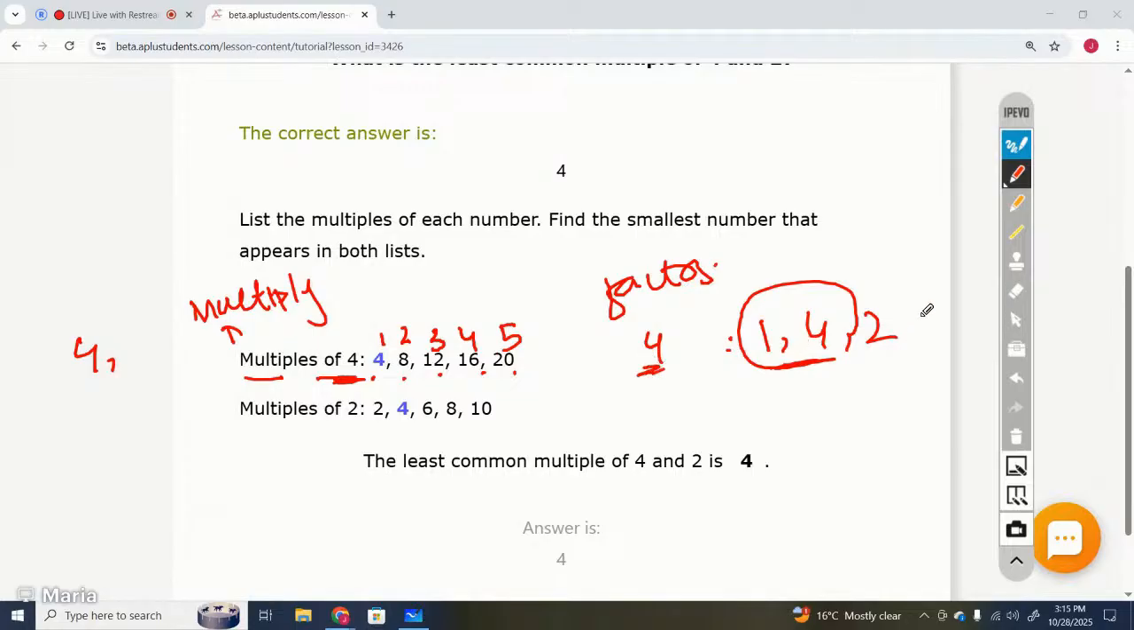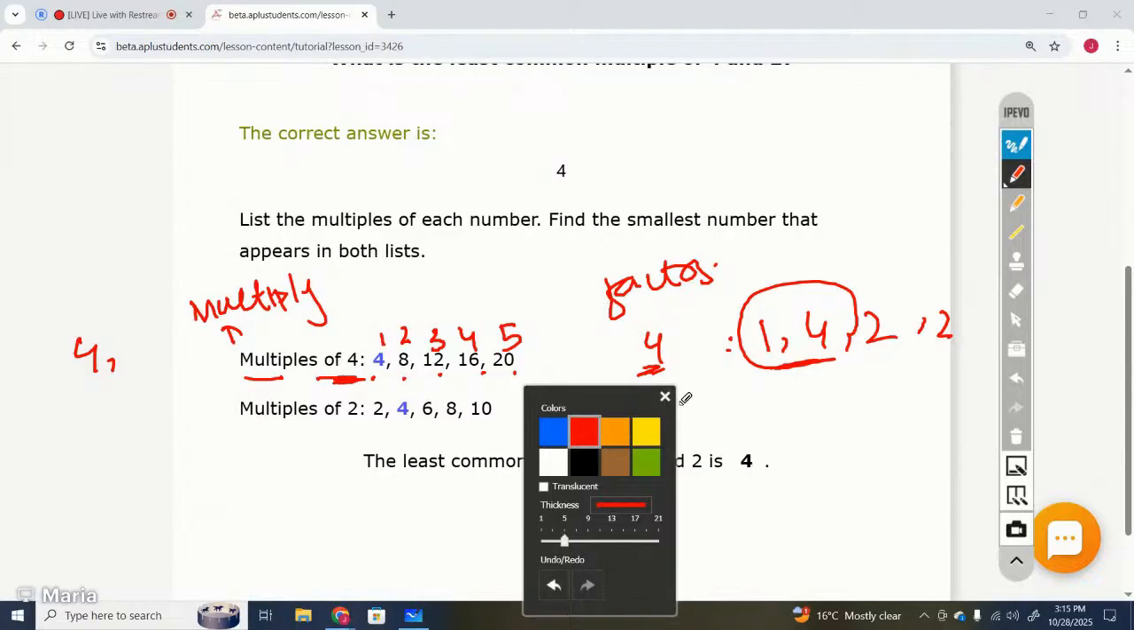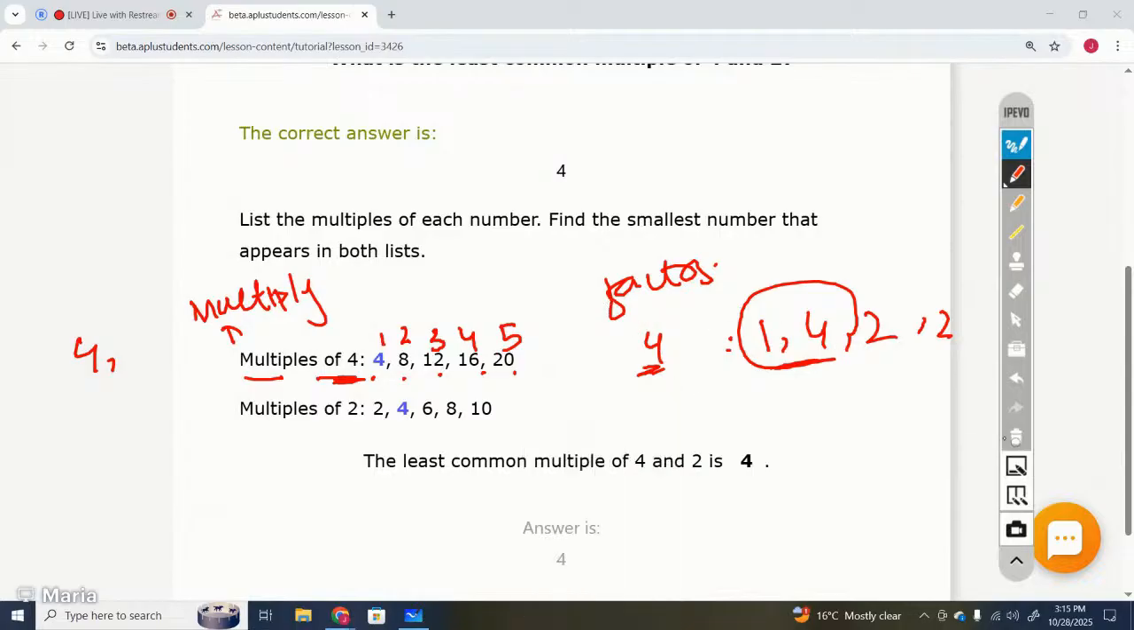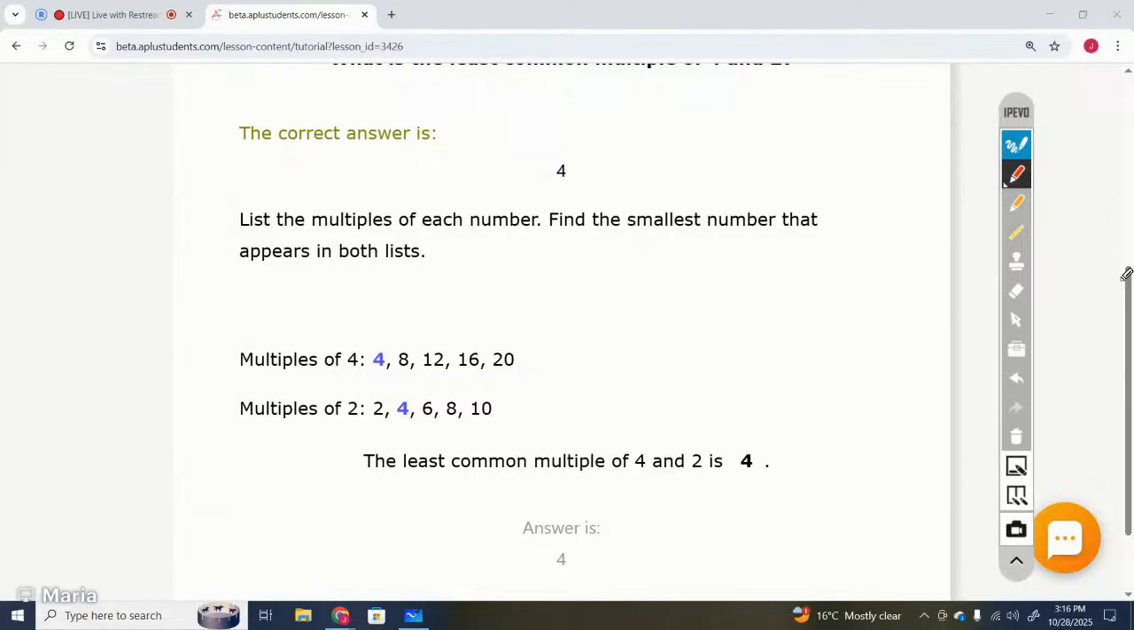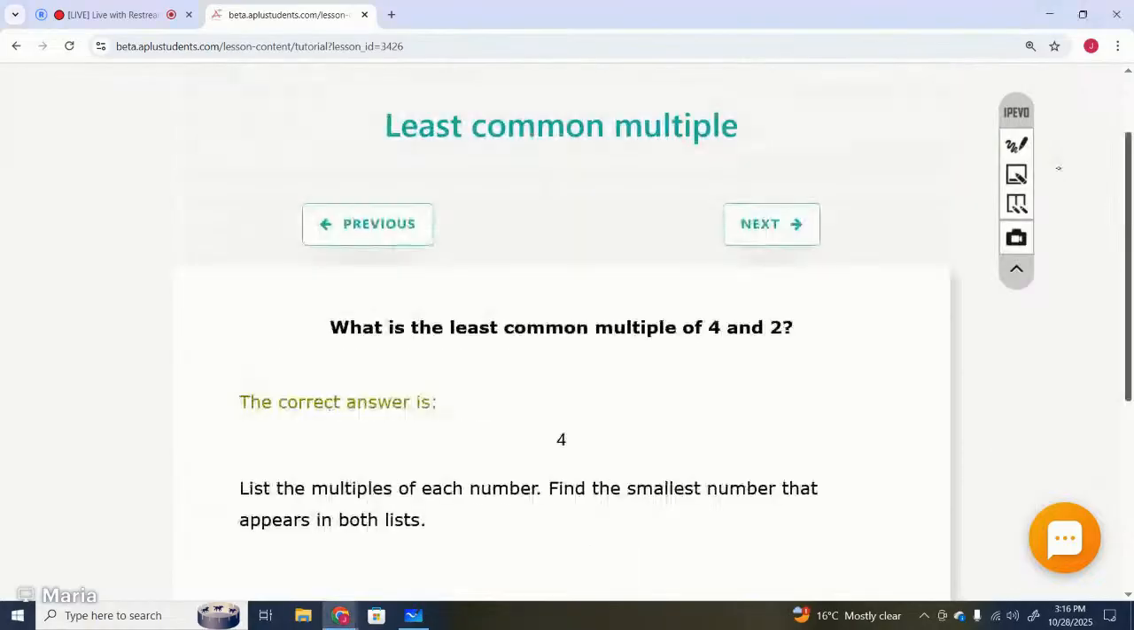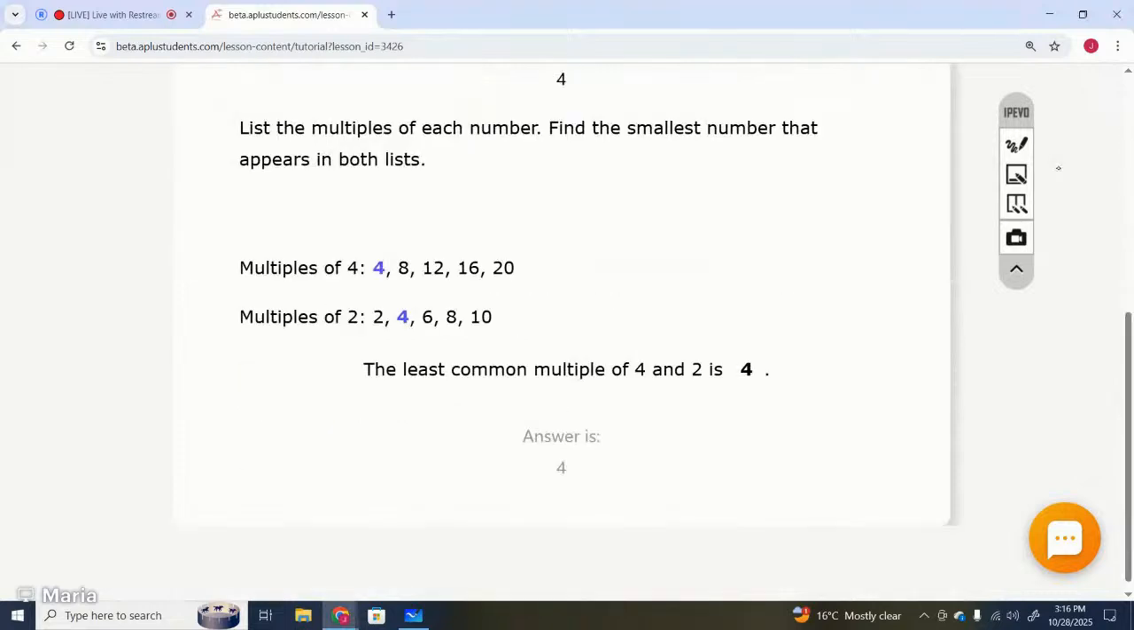4 times 1 is 4, and 2 times 2 is 4. Got it? That is the difference between multiples and factors. So do not confuse the multiples with factors. So for the least common multiple, you need to write down the multiples of the numbers. Multiplication tables, they are. Relate the multiples with multiplication.